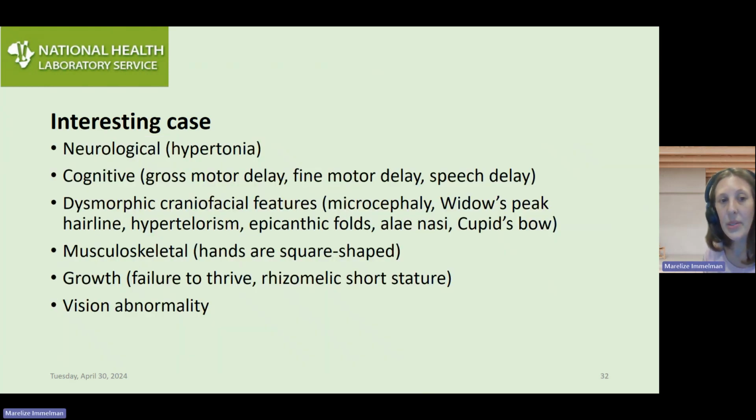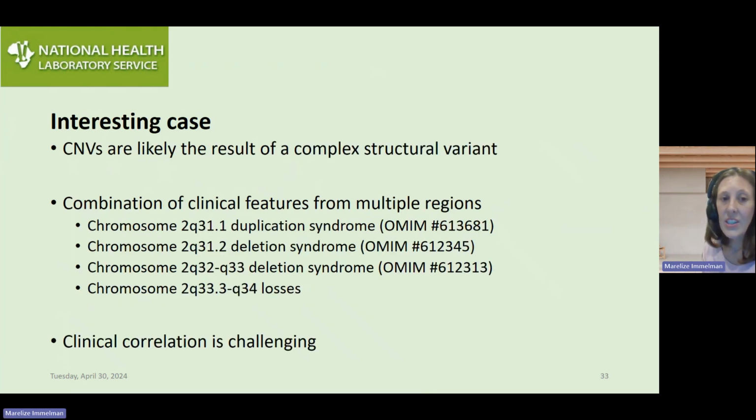And zooming into this region, one can see quite a large duplication followed by multiple duplications and a deletion. This case presented with hypotonia, developmental delay challenges, facial features that were dysmorphic, and also hands that are square-shaped, failure to thrive, and a vision abnormality. And this finding suggests that these copy number variants are likely the result of a complex structural variant. And because multiple regions of the chromosome 2 is involved, he could potentially have a combination of clinical features from these different regions. And this makes clinical correlation very challenging.